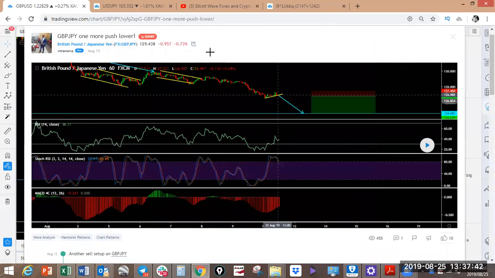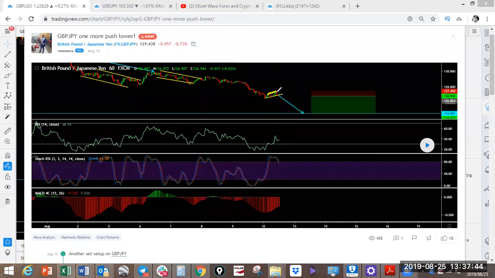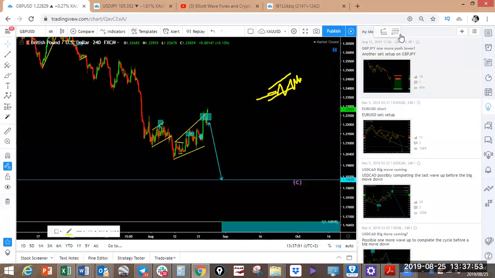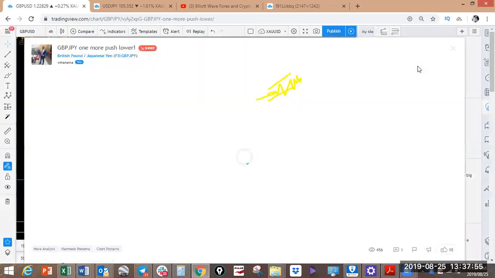So this was pound yen. You can see this is when I posted it. It was still here. Made this move here and now making this double corrective structure. So let's look at this one here. So I have actually updated it as it was playing out. Let's have a look here.